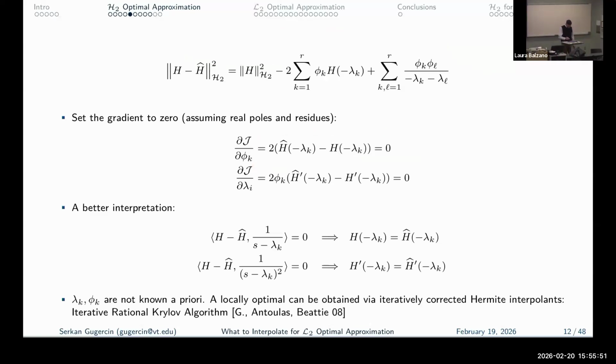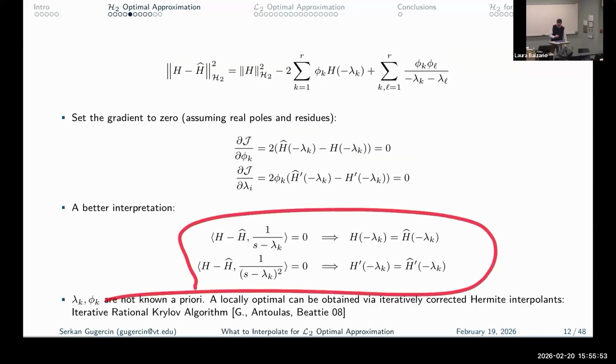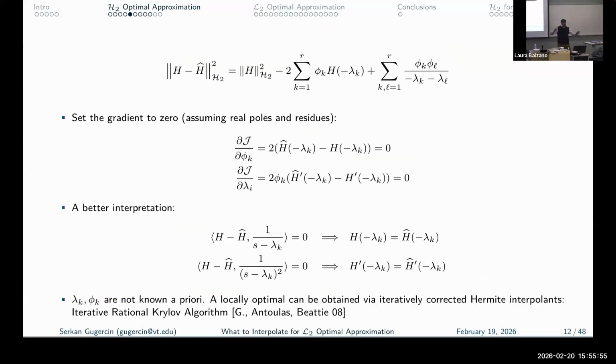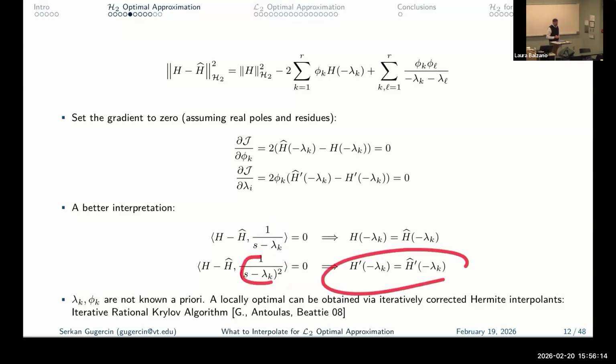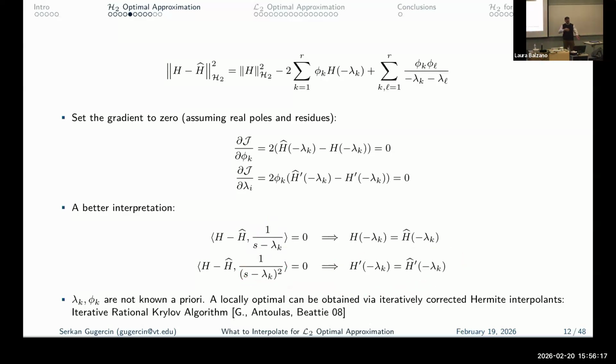A better, more formal interpretation: you can look at it from a manifold of rational functions of degree r, and then you look at the tangent space of this. The tangent space is spanned by 1 over s minus lambda and 1 over s minus lambda squared. You just enforce orthogonality to the tangent space. The first one gives you the H of minus lambda condition. The second one gives you the H prime of minus lambda condition. There are many other ways to think about these things. That's where the mirror image is coming from.